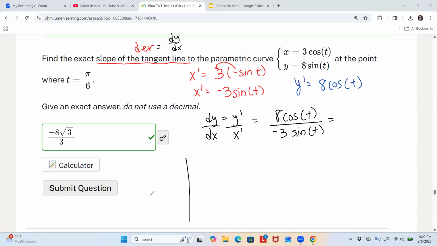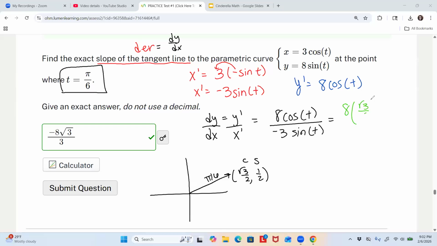Okay, let's think of the unit circle at this particular radian. Pi over 6 is the first one up in quadrant 1. And this point is root 3 over 2, 1/2, cos and sine. All right, so we have 8 times root 3 over 2 over negative 3 times 1/2. Put a 1, so that's 8 root 3 over 2 over negative 3 over 2. But 8 over 2 can slash out and be 4, right? 8 divided by 2 is 4. So this is now just 4 root 3 over negative 3 over 2.